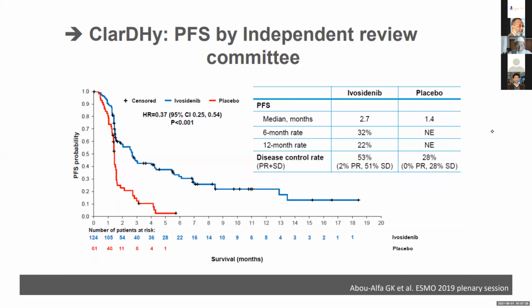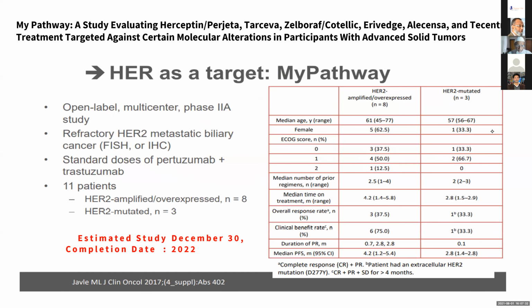And there is another study going on, the MyPathway study, and this study was going on to evaluate the role of the targeted agent in the advanced treatment of biliary tract cancer. HER2 as the target therapy in the MyPathway. HER2 is amplified in a few cases of patients in the extrahepatic biliary cancer and the gallbladder, not in the intrahepatic cholangiocarcinoma. An estimated study completion date is December 2020.